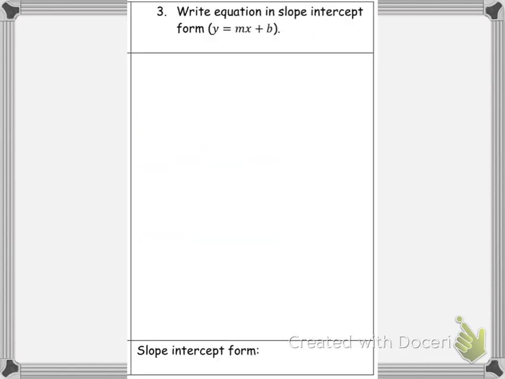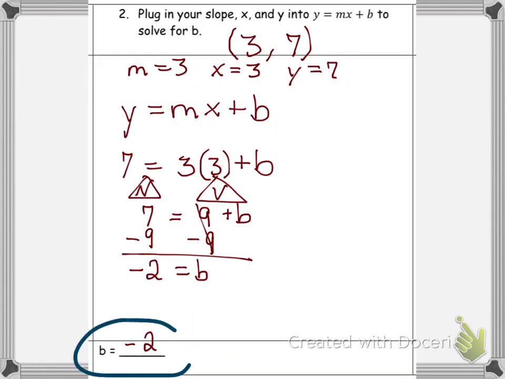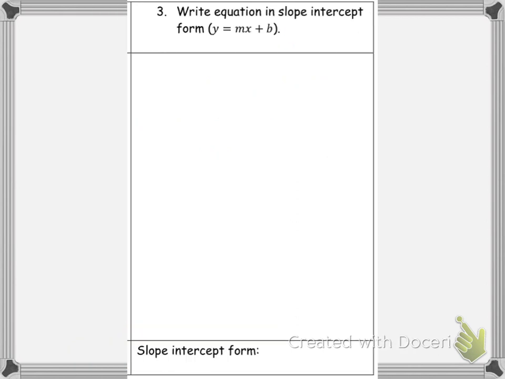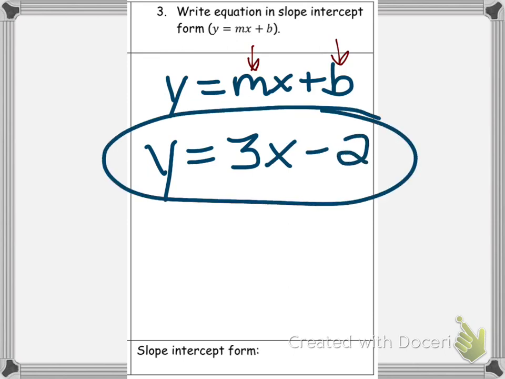All right, and that last step says to write out the equation in slope-intercept form. Well, I need to go back to my step 1 and see that my m is 3, and my step 2 to see that my b was negative 2, so that when I write out the equation y equals mx plus b, I'm only plugging in the values for the m and the b. So when I do that, it's going to say y equals 3x minus 2. And that's it.